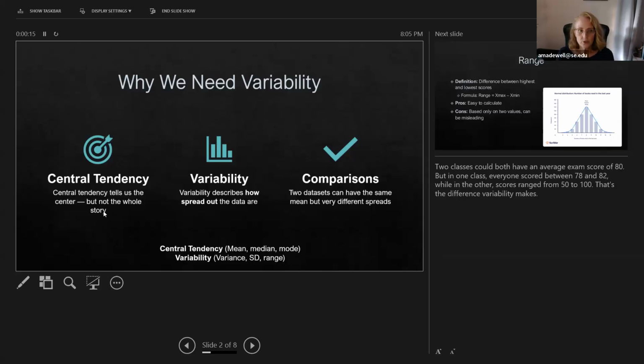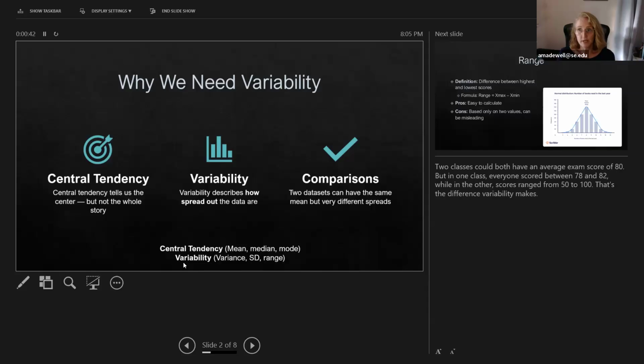When we've talked about central tendency, it tells us the center of our data. It gives us the mean, median, and mode. However, it's not giving us the whole story. Now, variability. This is a new term. Variability describes how spread out the data is from the mean.